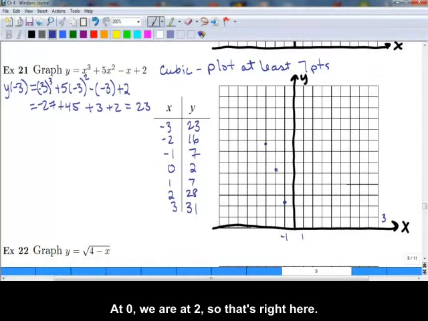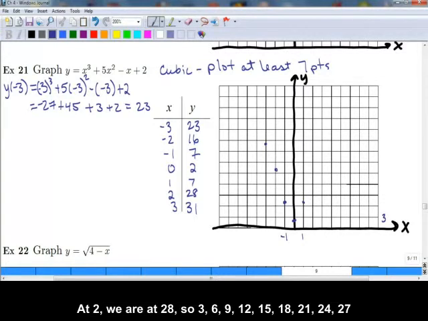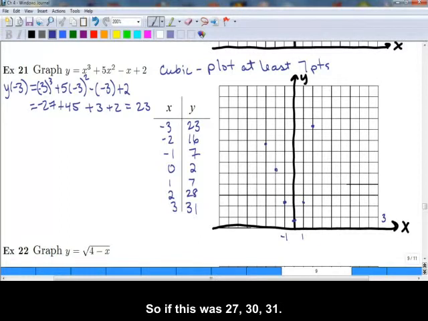At -1, we're at 7, so 3, 6, and again a third of the way. At 0, we are at 2, so that's right here. At 1, we're at 7, so that was that same point that we had here. At 2, we are at 28, so 3, 6, 9, 12, 15, 18, 21, 24, 27, and then one more is going to be 28. And then at 3, we're at 31. So if this was 27, 30, 31.